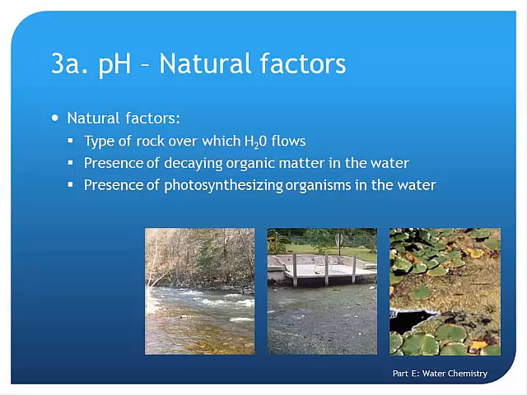pH in surface water can be affected by naturally occurring conditions, such as the type of rock over which the water flows. Limestone, for example, is an alkaline mineral that tends to have a neutralizing effect on acidic water. The presence of dead and decaying organic matter can have an impact on pH as well, as one of the products of decomposition is carbon dioxide. Adding carbon dioxide to the water makes it more acidic, as the carbon dioxide tends to form carbonic acid in water. The presence of photosynthesizing organisms, like phytoplankton, can also have an impact on pH.